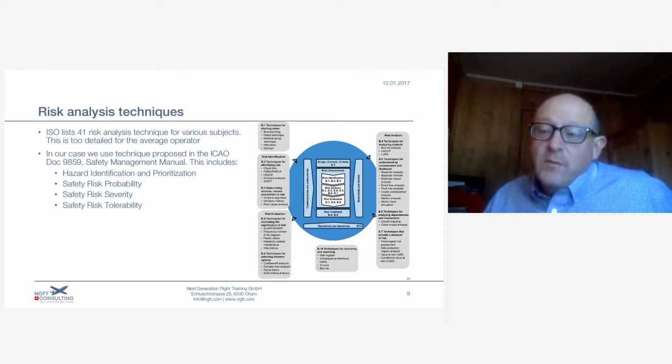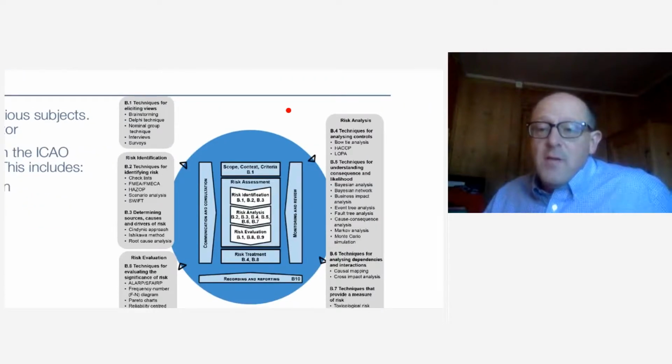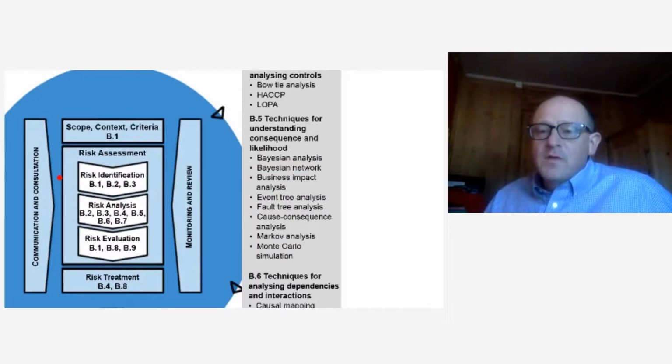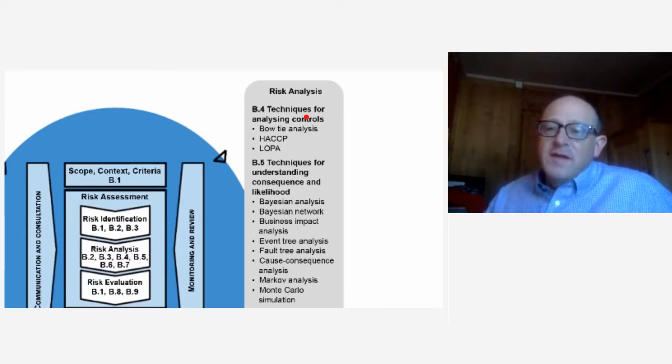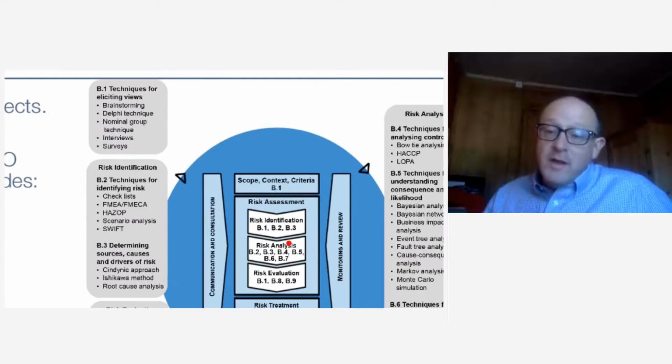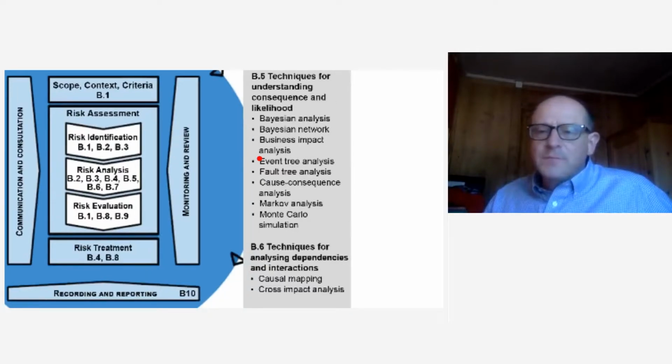Now, when we look at this here, we can see that there are different techniques for risk identification. We have techniques for analyzing risk controls, the bow tie analysis, LOPA, whatever. I don't know all the abbreviations. But then we have techniques for understanding consequence and likelihood. So we have event trees, we have cause and consequence analysis, stuff like that.